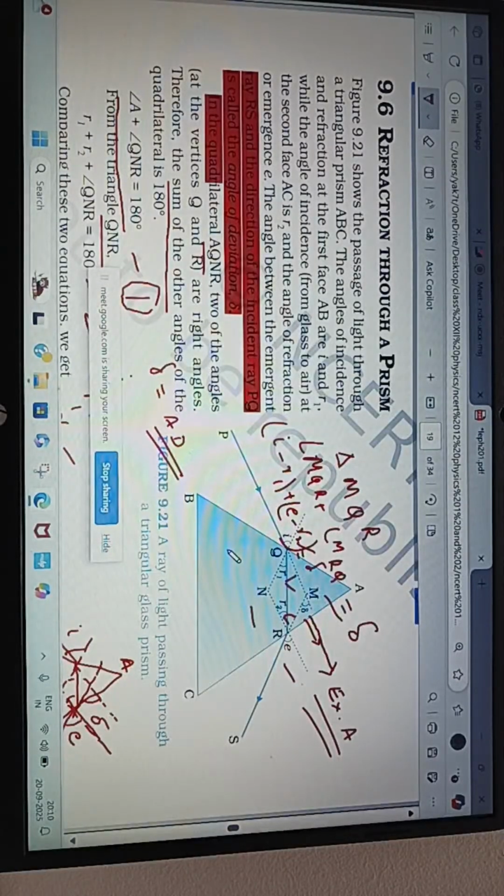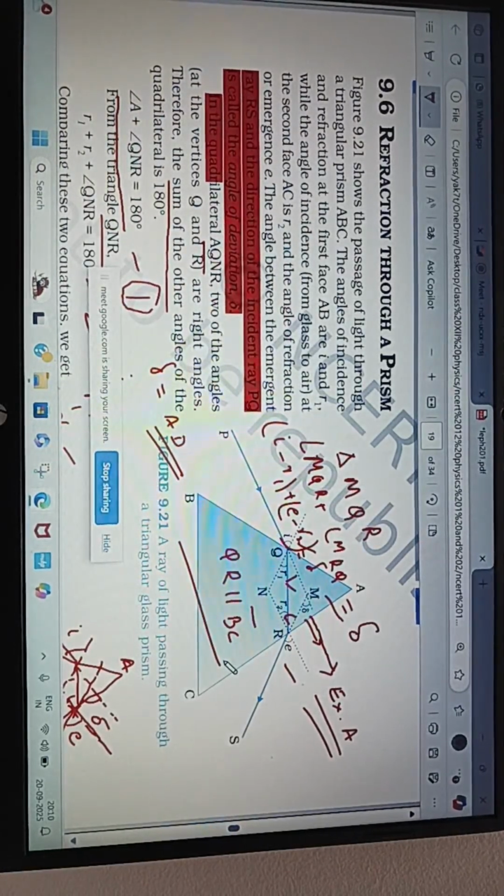What you have to write here? At minimum deviation, anything can be asked. QR is parallel to BC. You know this much, who will explain you in the school? Tell me. Will they do this? No, sir. Then you say you know it.